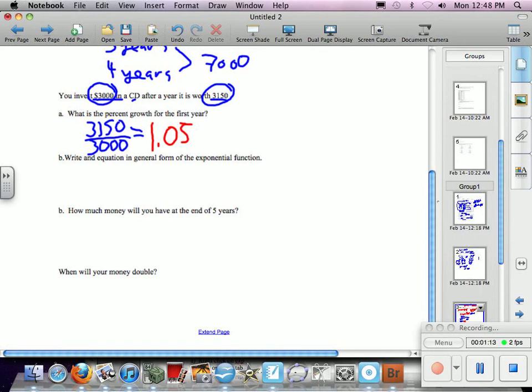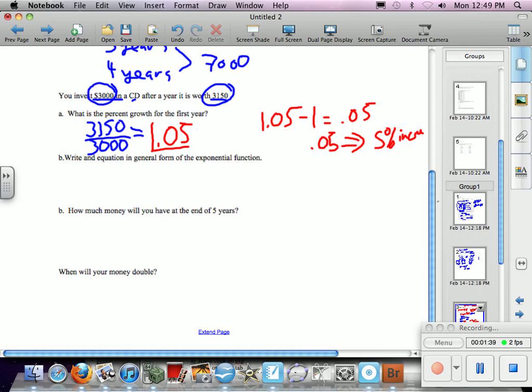Well, what's the difference between 1.05 and 1? So if I say 1.05 minus 1, that tells me that I get 0.05, and 0.05 is a 5% increase. So I'm getting 5%, which if any of you guys have a savings account or anything, 5% is pretty darn good.